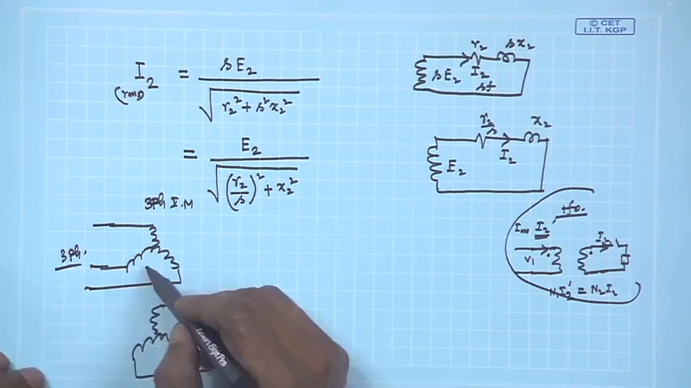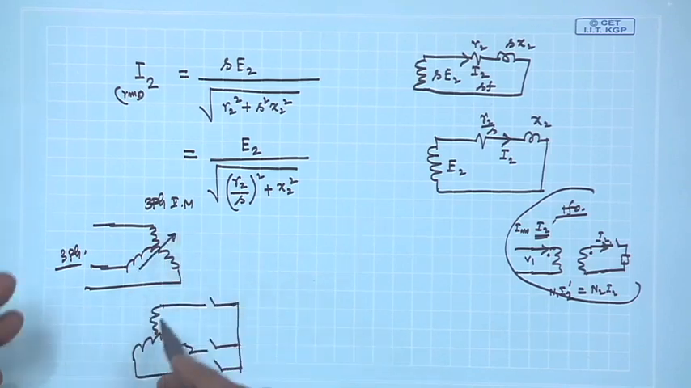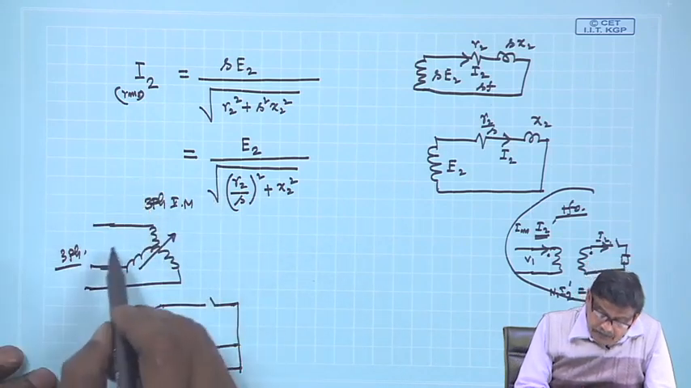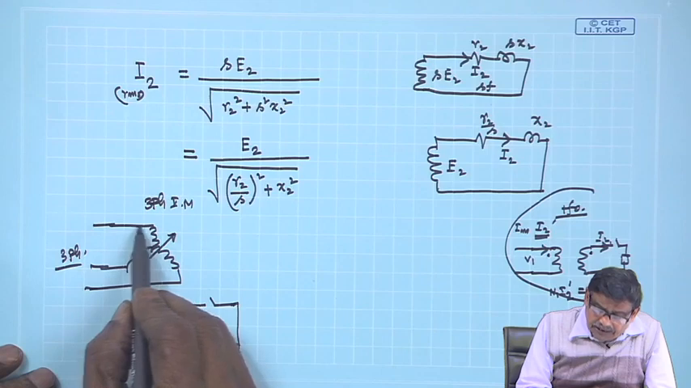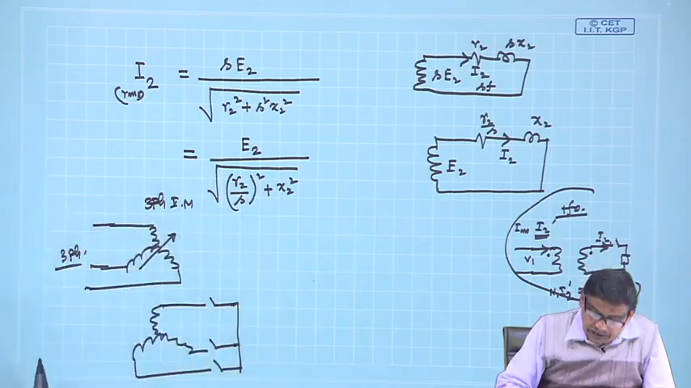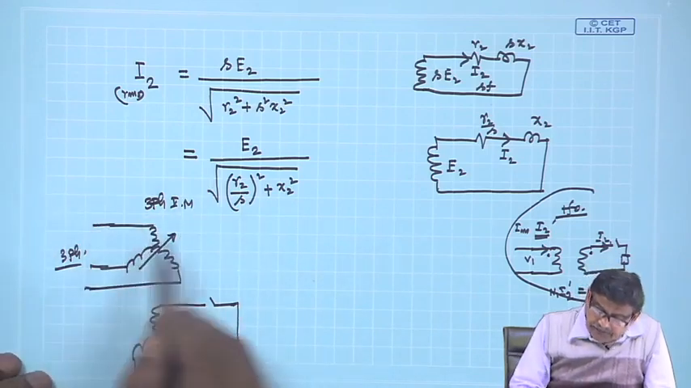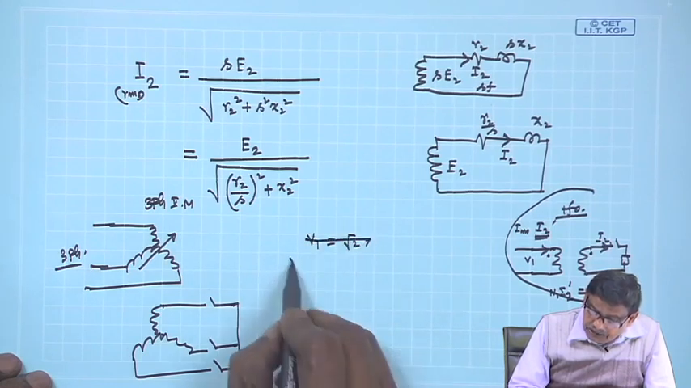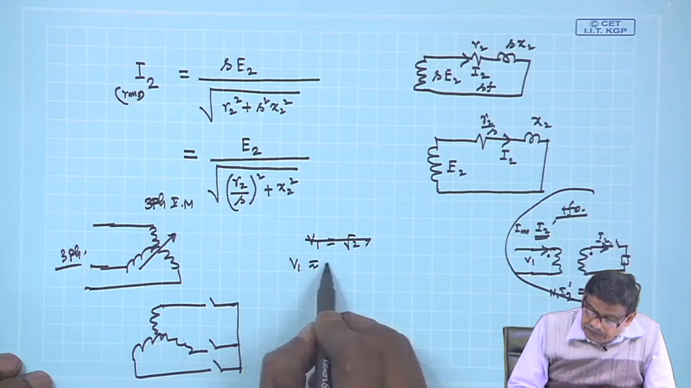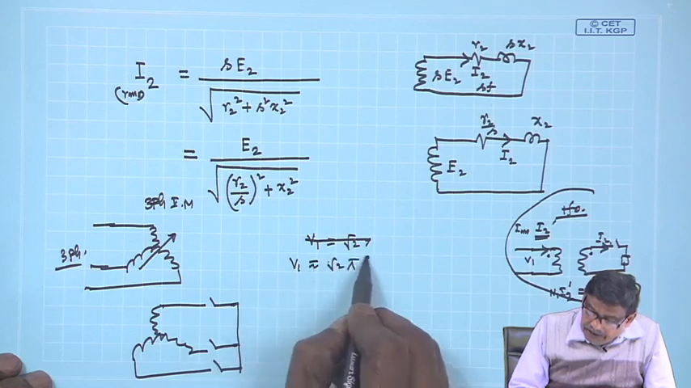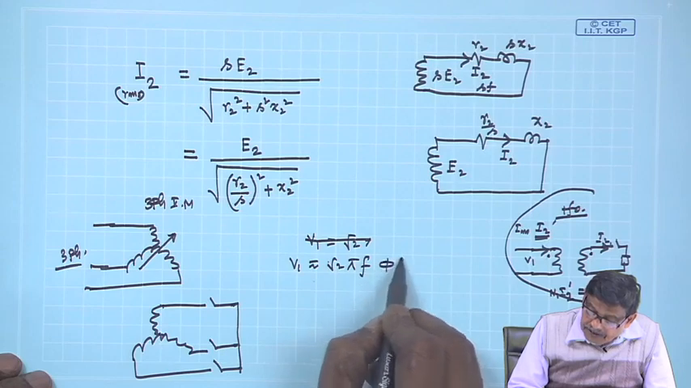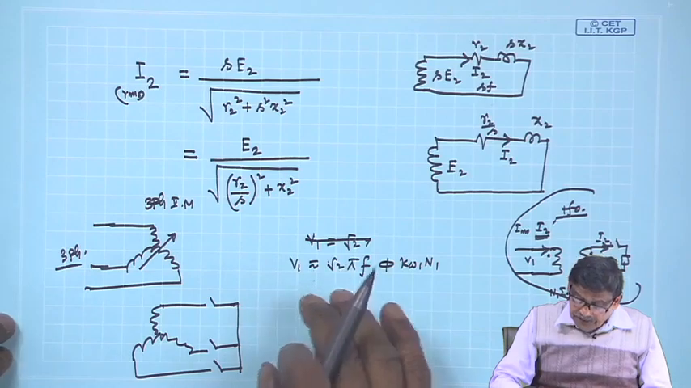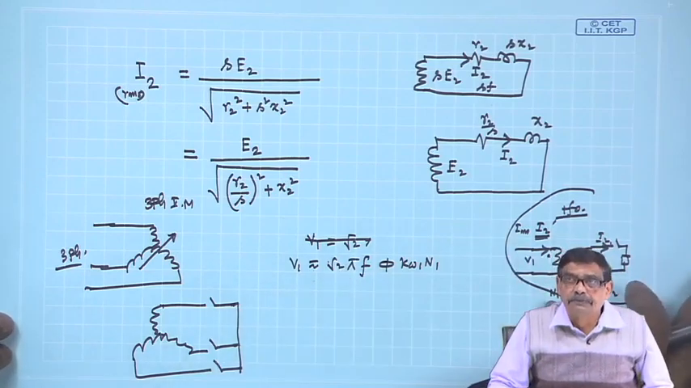The moment you close it, a rotating field results, there will be induced voltage and there is some flux per pole. And here also, if you neglect this R1 X1 of the stator primary, the flux which will be produced is approximately equal to V1 divided by root 2 pi f kw1 N1. So, from this equation we will continue next time. Thank you.